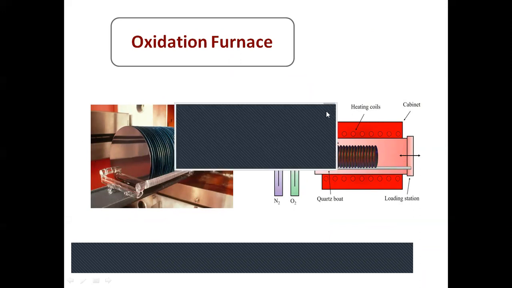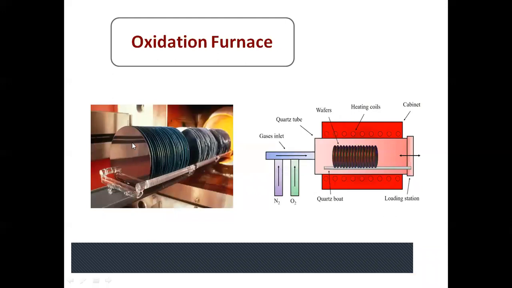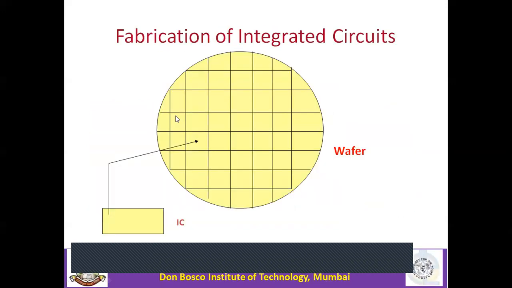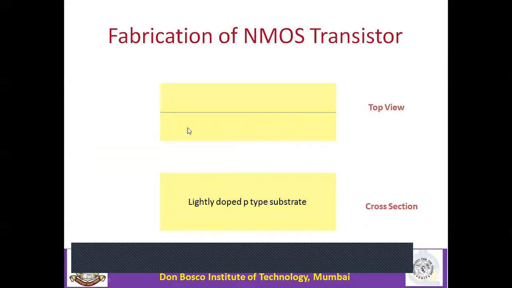And on each process, each wafer, there are so many wafers, so many ICs. So for example, I am showing the process only for a single IC. You can see a single IC. I have taken just one, and it's a top view and a cross section. So I have taken the cross section here.